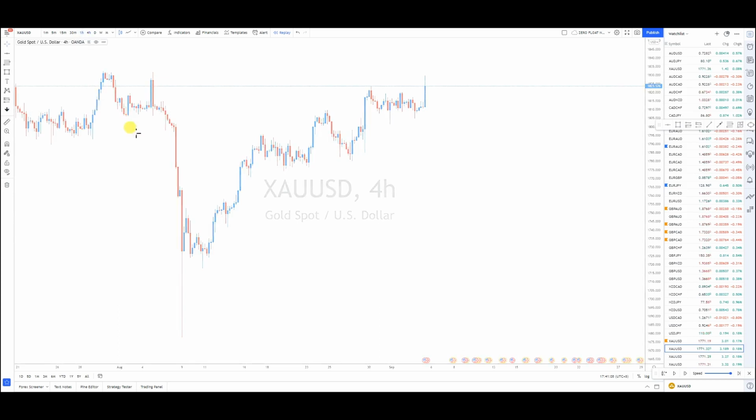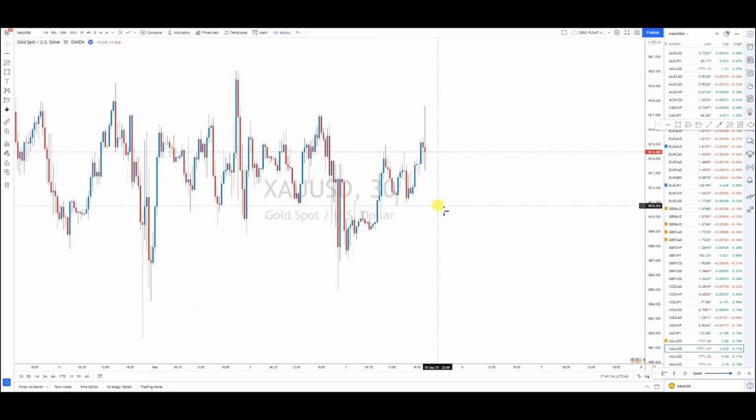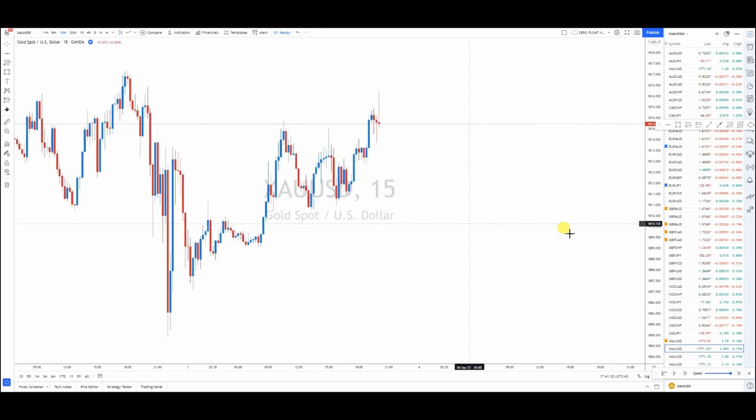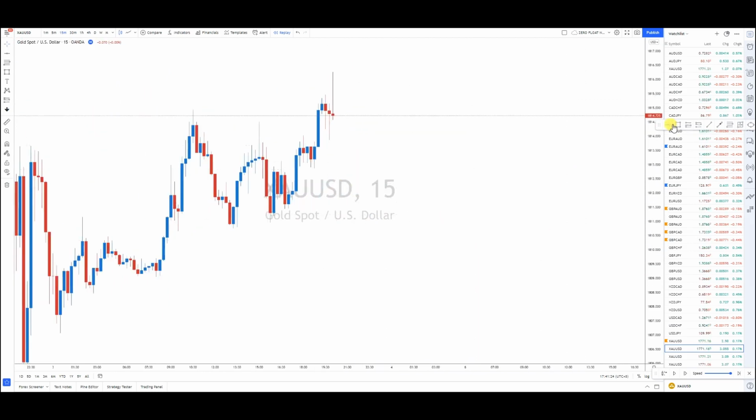In this case, let's look at the H1 time frame. We cannot see any setup over here. Now let's move on to the M30 time frame. Nothing much going on. Okay, good guys, I found something on the M15 time frame. As you look at the M15 time frame, we can see that there's a potential SNRC1 setup.